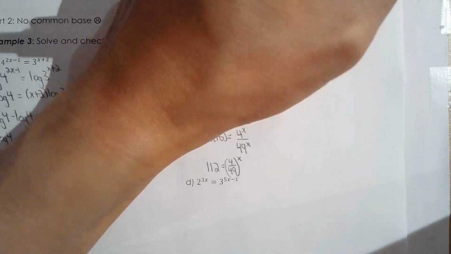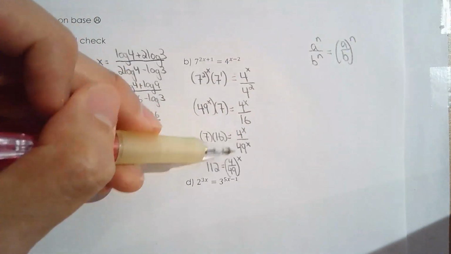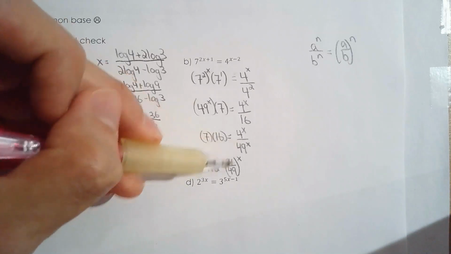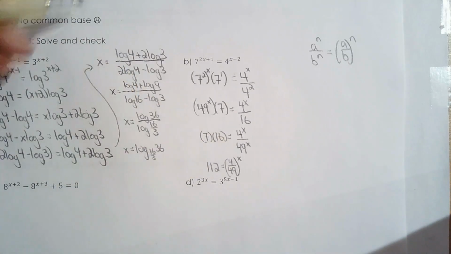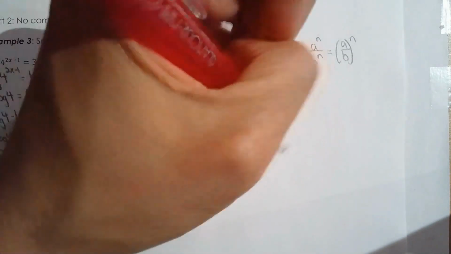Let's go over it. A to the n over b to the n is a over b to the n. So hopefully this step makes perfect sense to you. Just refresh your memory from grade 9. And now I'm going to one more step and I'm done. Logarithmic form. And I am done.